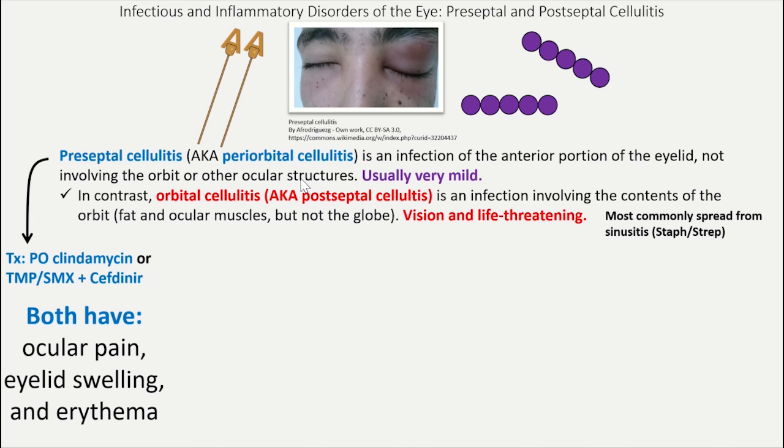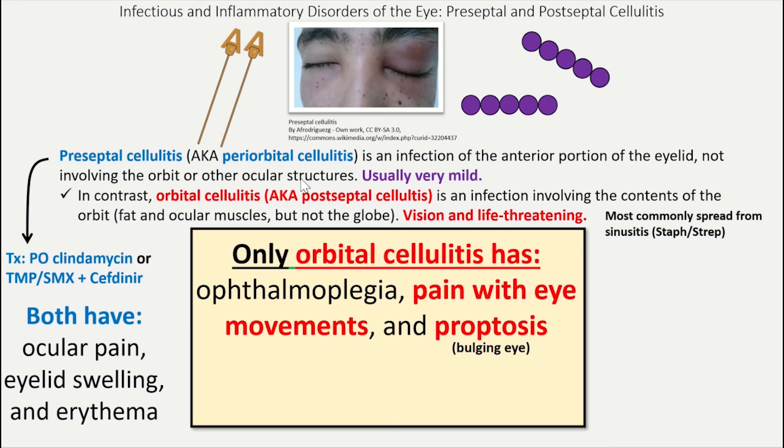Now, both these conditions have ocular pain, eyelid swelling, and erythema of the periorbital structures. But only orbital cellulitis has ophthalmoplegia, so palsy of the ocular muscles potentially, pain with eye movements, and proptosis. If any of these things are present when you're examining the patient, you need to treat it as orbital cellulitis.